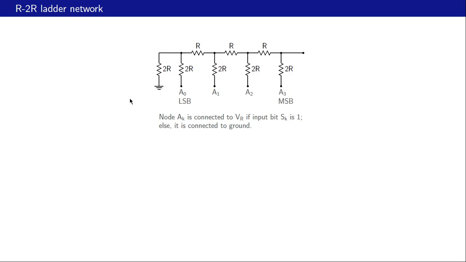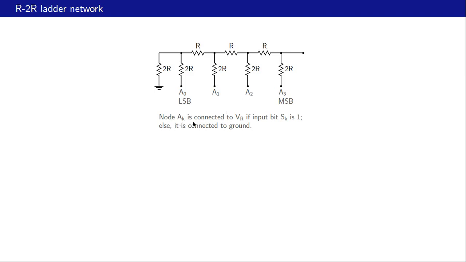Here is an example of the R2R ladder network, and this example corresponds to a 4-bit DAC. This node A0 corresponds to the LSB and this node A3 corresponds to the MSB. And note that we have only R or 2R in this network. We don't have any other resistance value. That is why it is called R2R ladder network. Okay, how does it work?